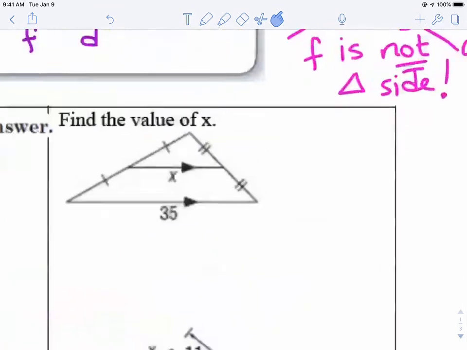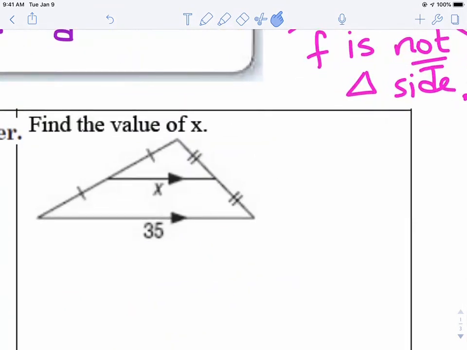Okay, next example. Now, notice that you have parallel segments again. So we know that these sides should be proportional, which they are. Both of those ratios are 1 to 1.